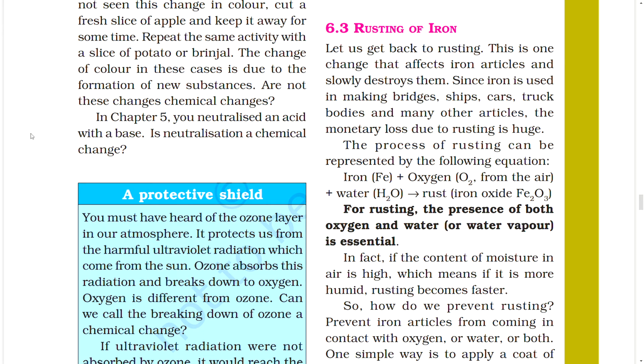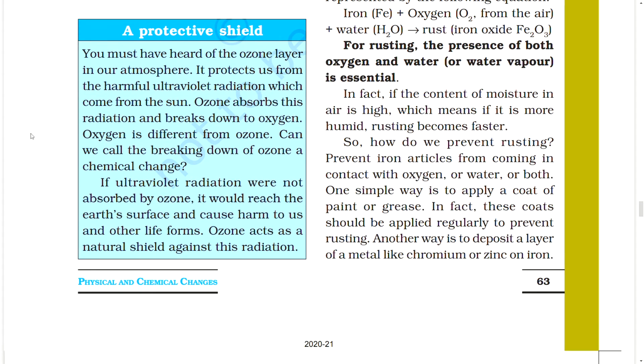For rusting, the presence of both oxygen and water or water vapor is essential. In fact, if the content of moisture in air is high, which means if it is more humid, rusting becomes faster. So, how do we prevent rusting? Prevent iron articles from coming in contact with oxygen or water or both.